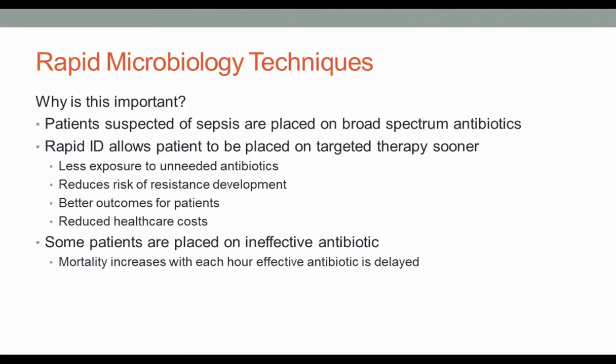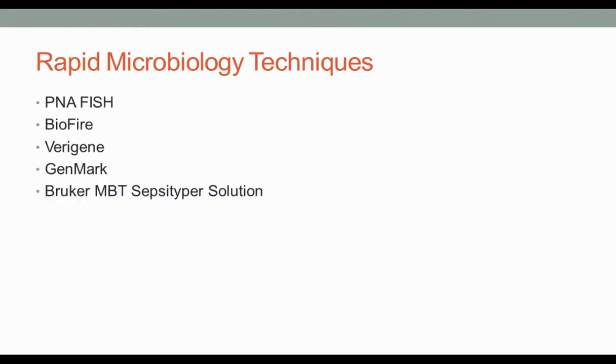The ability to use rapid identification methods to get the patient on the best antibiotic has a number of advantages. There's less exposure to unneeded antibiotics, which in turn reduces the risk of resistance development and other side effects. The patients also have better outcomes with reduced healthcare costs. Since the broad-spectrum antibiotics are used empirically, some patients are placed on antibiotics that are not effective against the causative agent. Mortality increases each hour the patient stays on the wrong antibiotic. Rapid diagnostic tests help shorten the time required to get them on the correct antibiotic.